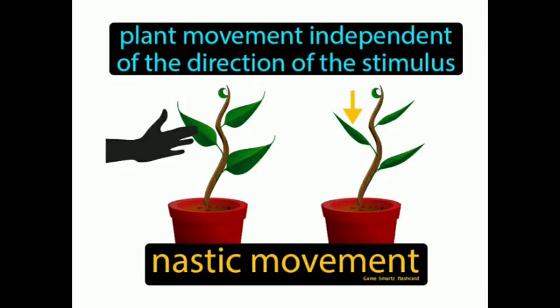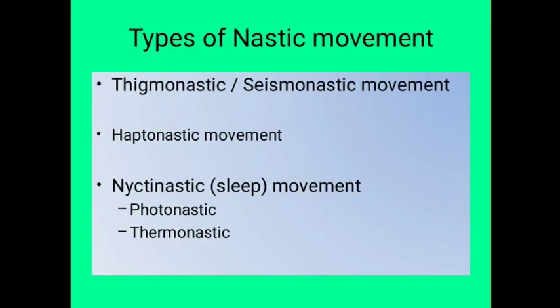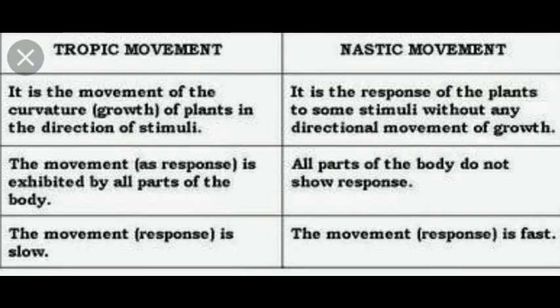So in today's class, we studied what nastic movement is and its types, that is thigmonastic, haptonastic and nyctinastic. These are the three major types that we come across. Beyond that, we studied the difference between trophic and nastic movement. Thank you, children.